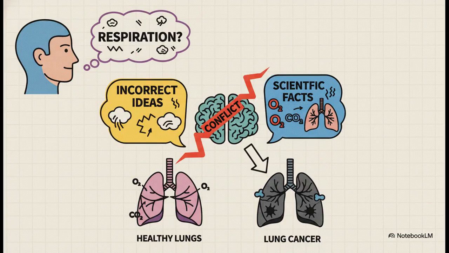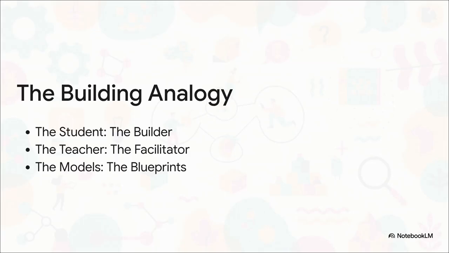Let's use the topic of respiration. A teacher might start by asking students their initial ideas about breathing. Then, in that restructuring phase, they'd introduce the scientific facts about oxygen and carbon dioxide, creating a direct conflict with common misconceptions. And finally, students could apply this new, correct understanding to a real-world problem, like understanding the effects of smoking on the lungs.